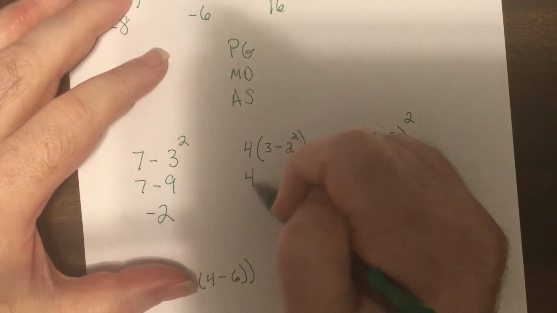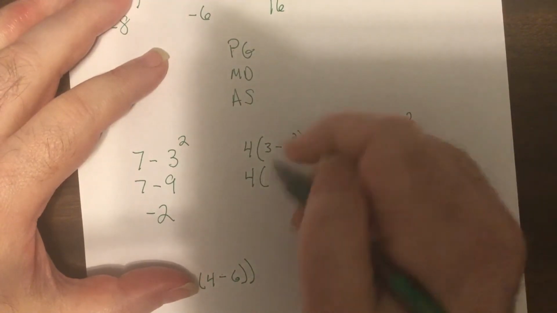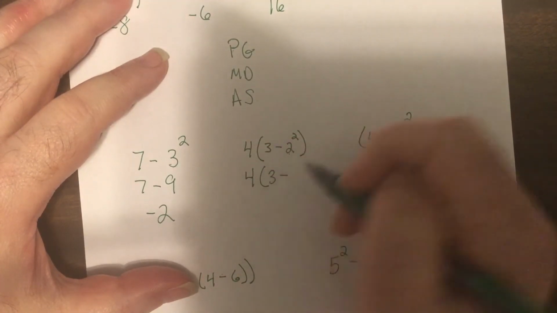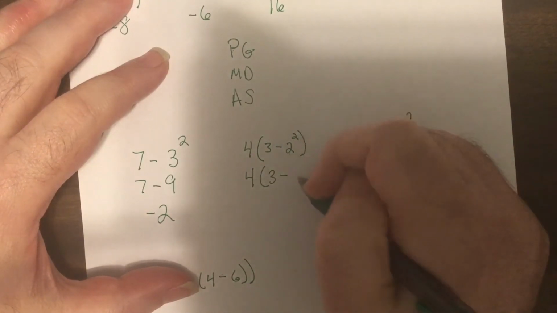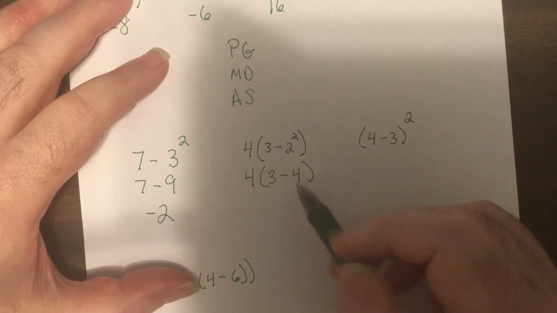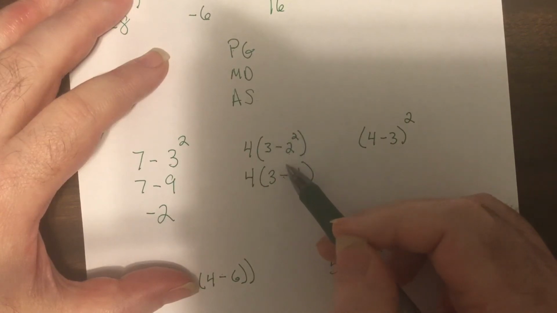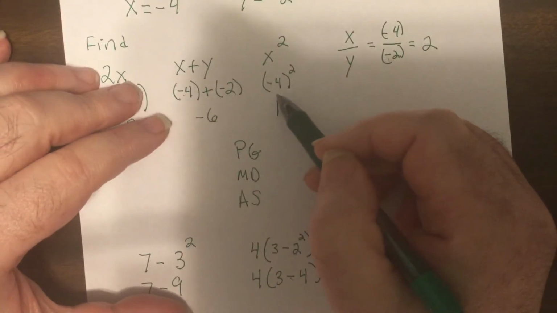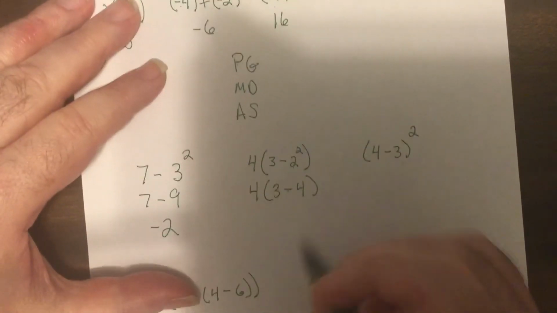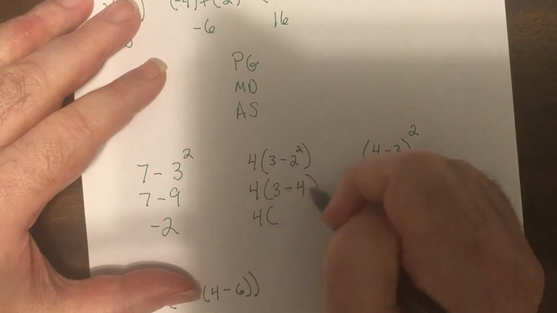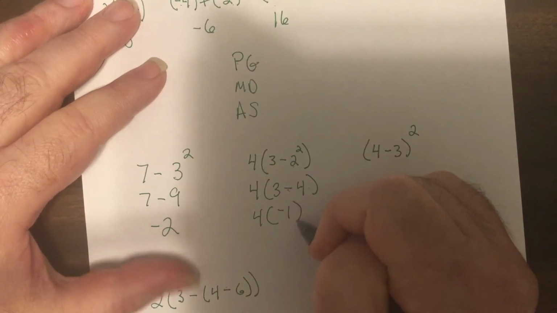So we'd have 4, square the 2, that square means multiply by itself. 2 times 2 is 4. So notice in this case I didn't change the minus because it was not in the parentheses, just like this problem up here. So it stays that way. So it's 4. 3 minus 4 is -1.